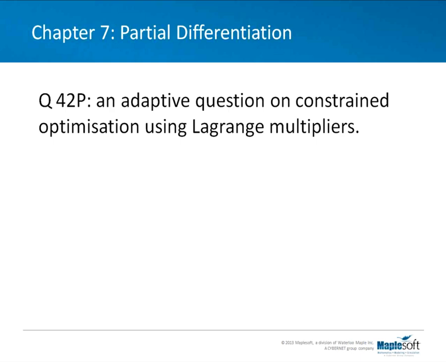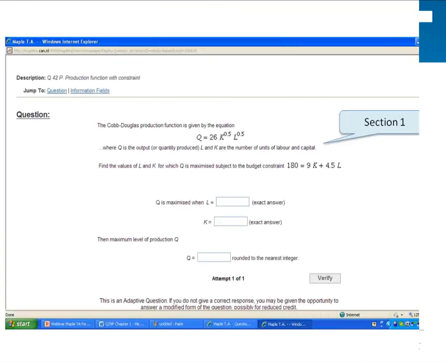Now, chapter 7 deals with partial differentiation. Now, in particular, we have an example here of an adaptive question on constrained optimization using Lagrange multipliers. So here, as you can see, they're first given a particular equation, in which case Q is the output, L and K are the number of units of labor and capital.